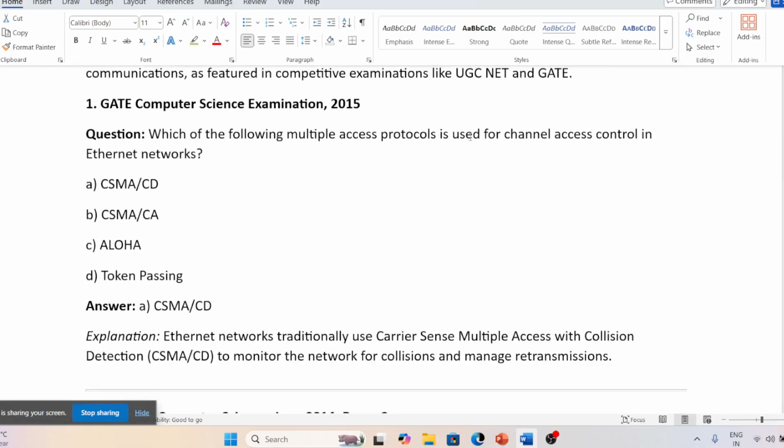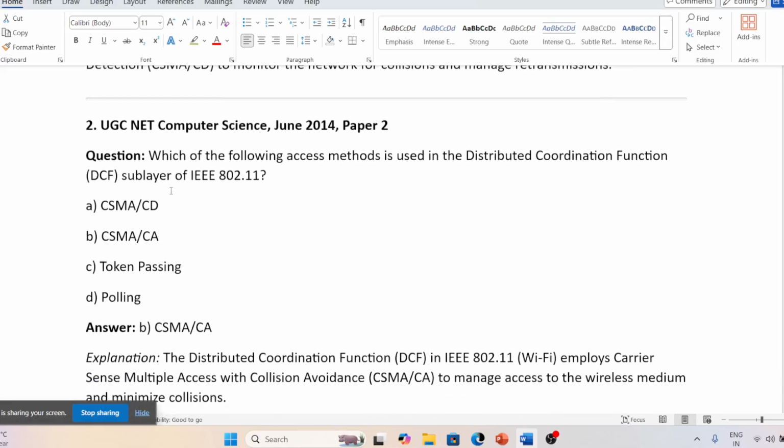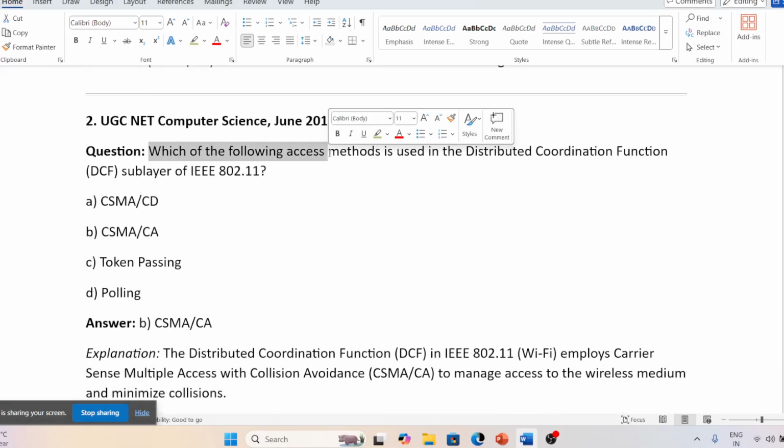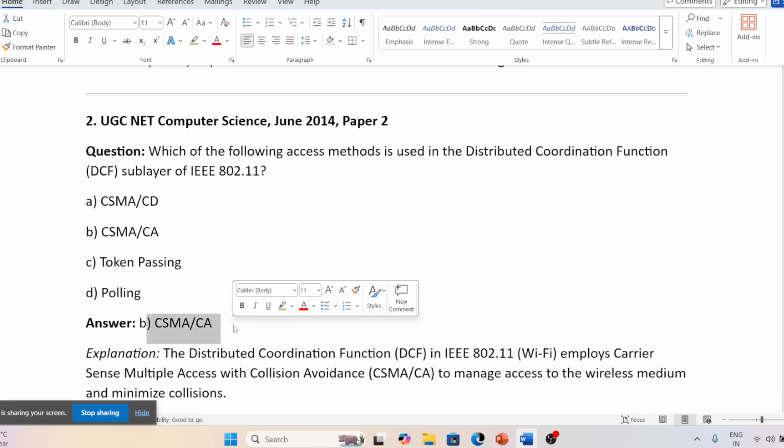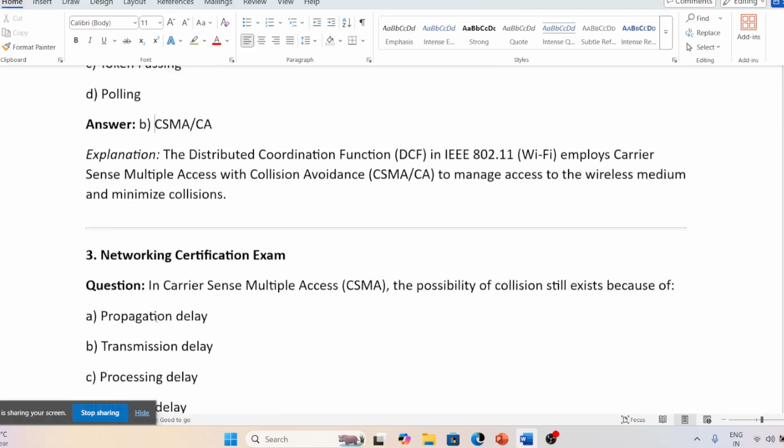Then which of the following multiple access protocols is used for channel access control in an Ethernet network? In Ethernet, it is CSMA/CD. And then which of the following access methods is used in the distributed coordination function (DCF) sublayer of IEEE 802.11? This question was asked in UGC NET 2014, so we are using CSMA/CA here. It is used for wireless.